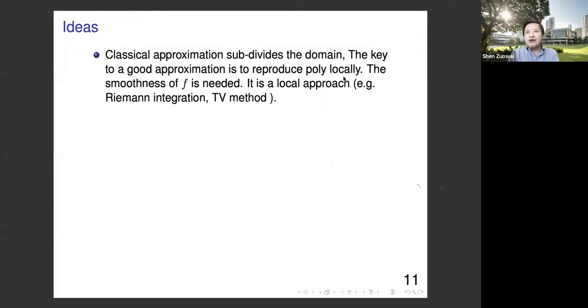Once you have locally reproduced polynomials, then you use Taylor expansion. In the Taylor expansion, the first part is the polynomial term, which you reproduce, then you have a remainder term. The remainder term gives you the approximation order. Therefore, to get a higher order, you need to reproduce higher order polynomials and have higher order smoothness, and then you get a higher order approximation. That's the classical approximation. The idea is that. Nothing more, nothing less.